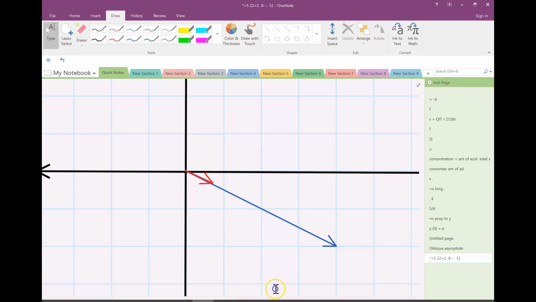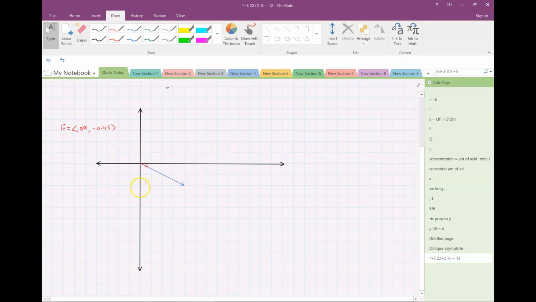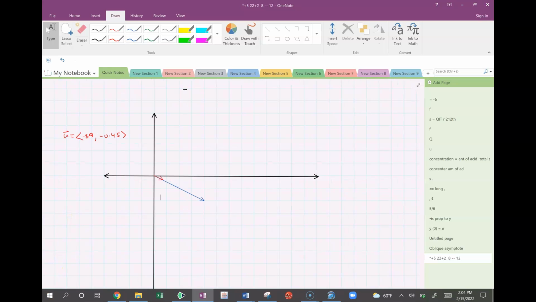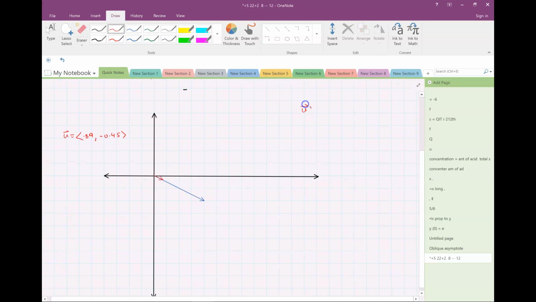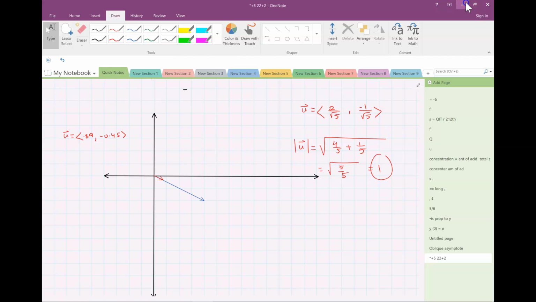And often students have trouble believing that this one has a magnitude of 1. Well, let's see. U is 2 over root 5, negative 1 over root 5. Let's see what the magnitude is. It's the square root of the first one squared, so 4 over 5, plus the second one squared, 1 over 5. Well, what is that? Oh, 5 over 5, which is 1. That's great. Isn't that cool? Same direction, magnitude of 1.